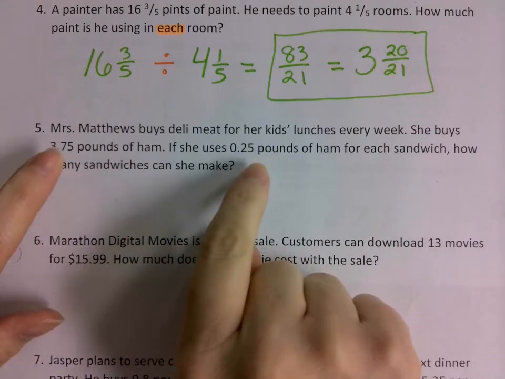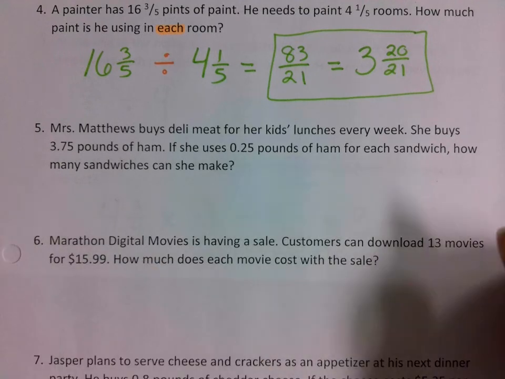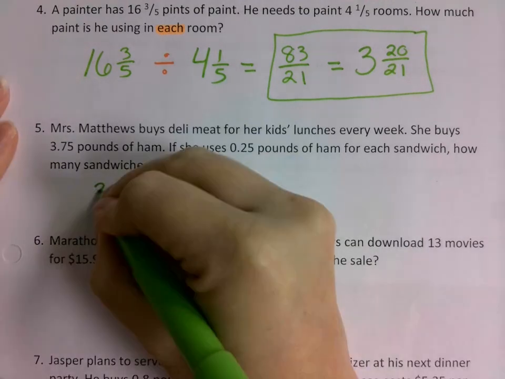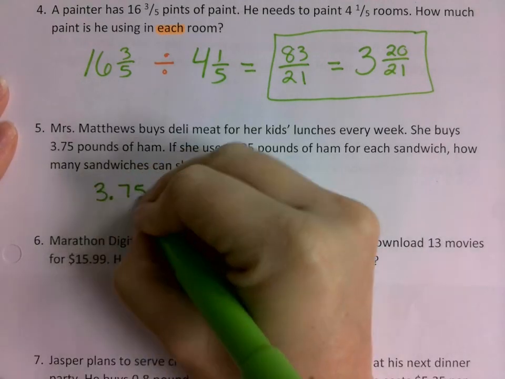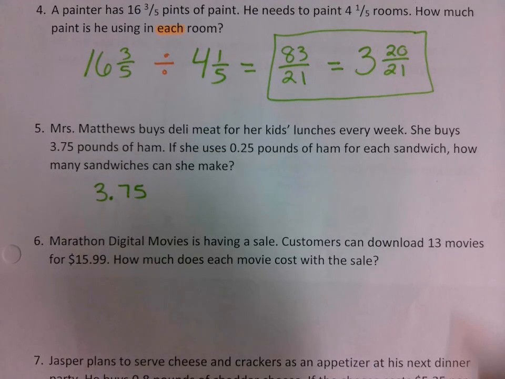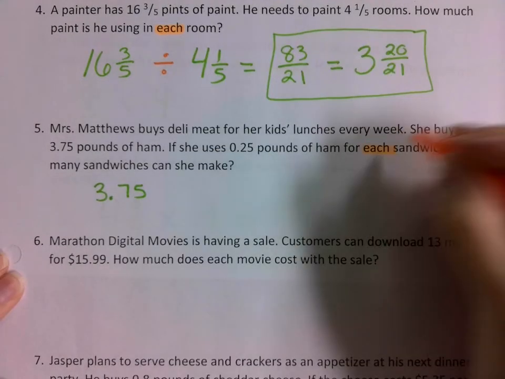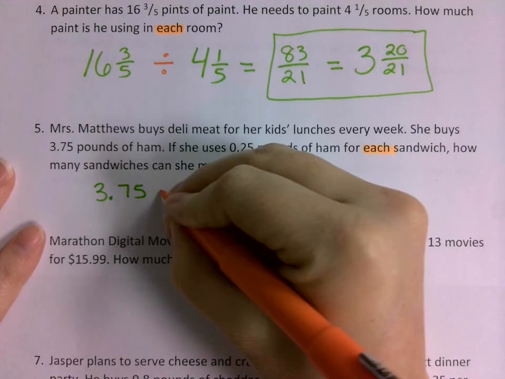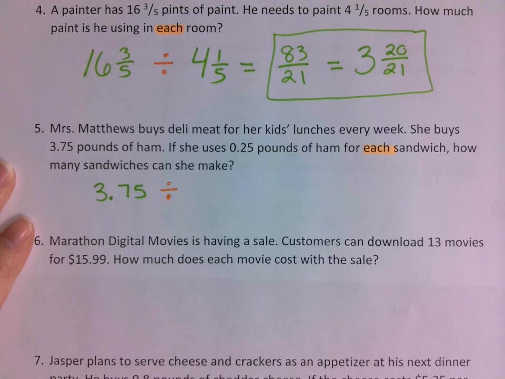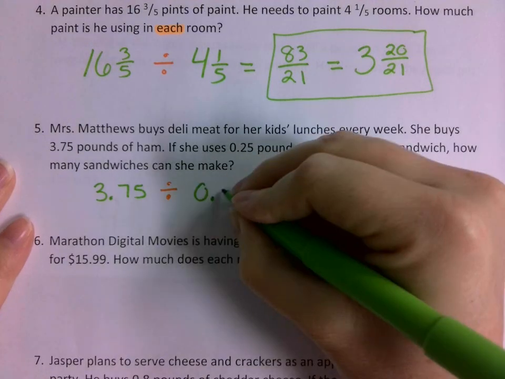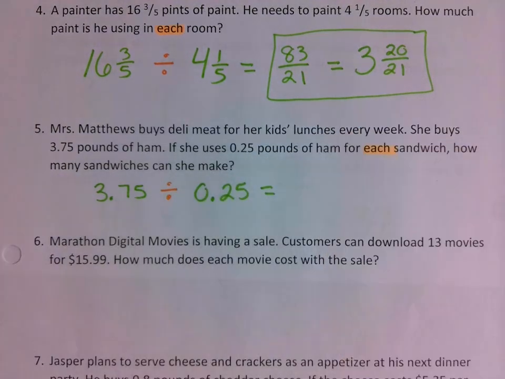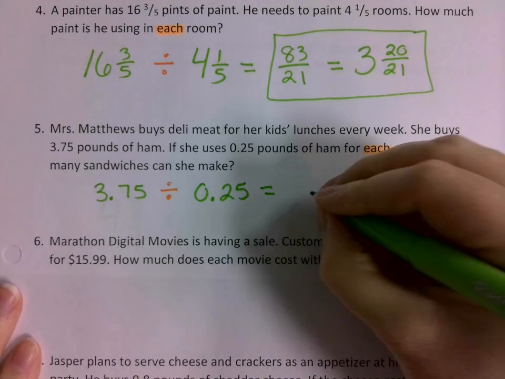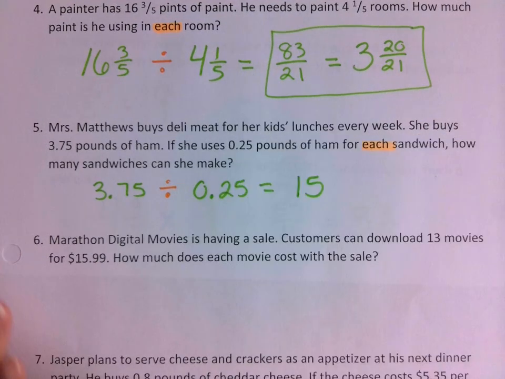So we're going to do 3.75, and again, it's got that word each inside of the question. So we're going to go ahead and do 3.75 divided by 0.25. What do we get? 15. So we can make 15 sandwiches out of the amount of ham that we have.